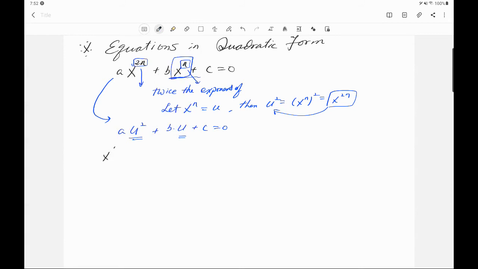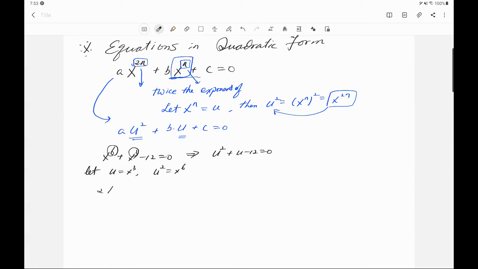If we have x to the 6th power plus x cubed minus 12 equals 0, then 6 is twice 3, right? So 3 times 2 is 6. So we can let x cubed be u. So set u equals x cubed. Then u squared is x to the 6th power. So we can rewrite this as u squared plus u minus 12 equals 0, and then solve for u.